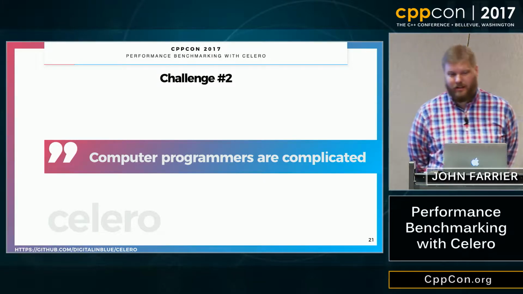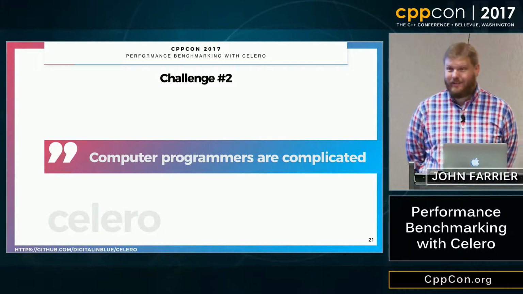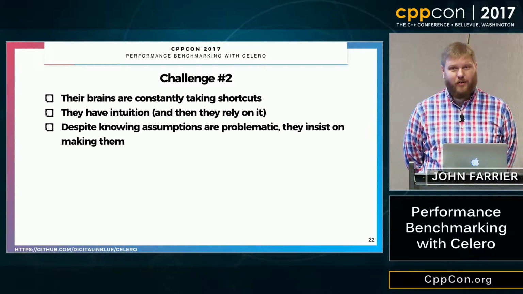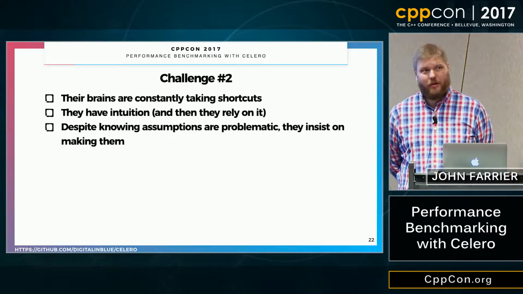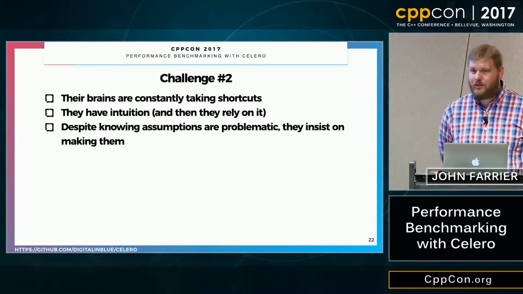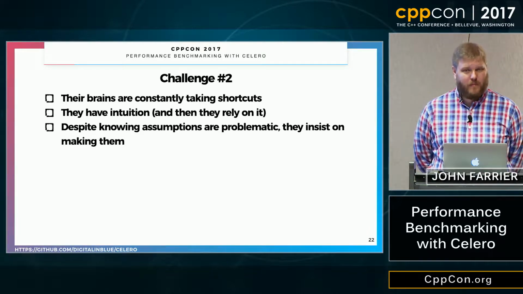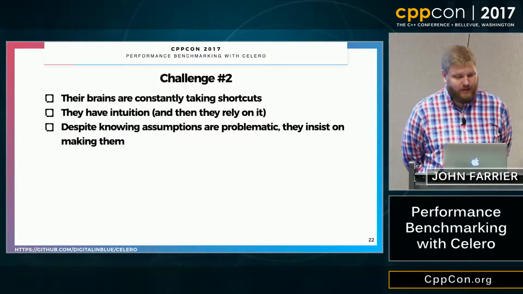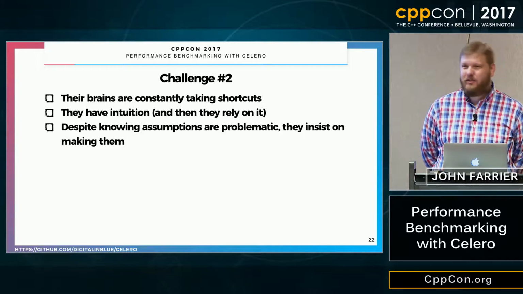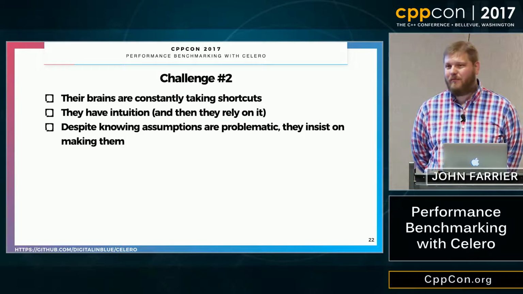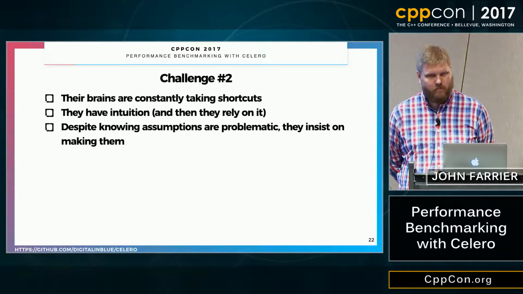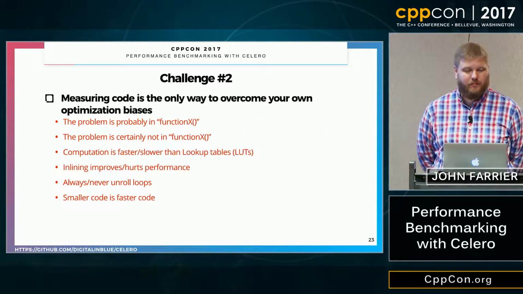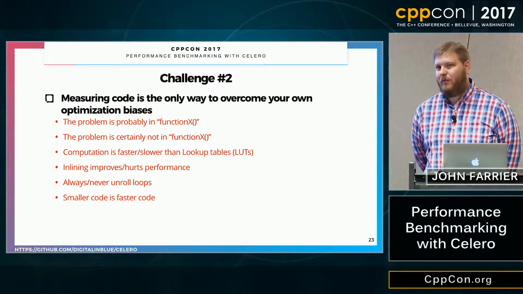Second challenge is that we all are complicated as well, and sometimes we get in our own ways. We constantly take shortcuts with the way we're thinking about things. We have lots of abstractions we apply to the world. We tend to use intuition. We tend to rely on it maybe a little too much. And even though a lot of us already know those things, that doesn't stop us from still making those same mistakes. And so while we're measuring and while we're doing optimization, we need to try to overcome our own biases.